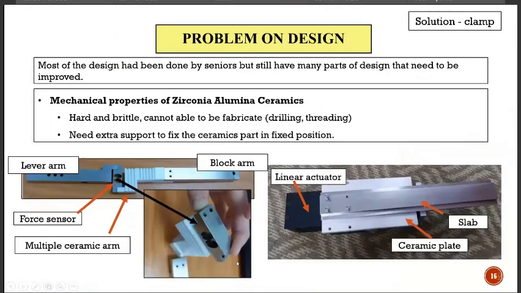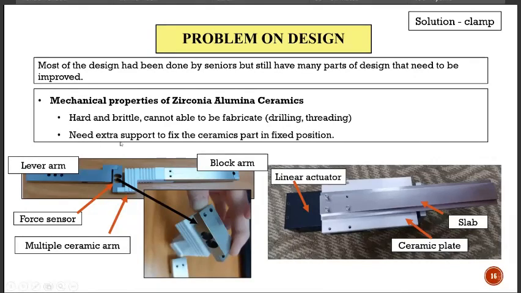Since most of the design was done by the previous senior, there are still many parts of the design that need to be improved. One of the problems is the mechanical problem of the zirconia alumina ceramic, which is hard and brittle and cannot be fabricated easily using drilling and threading.